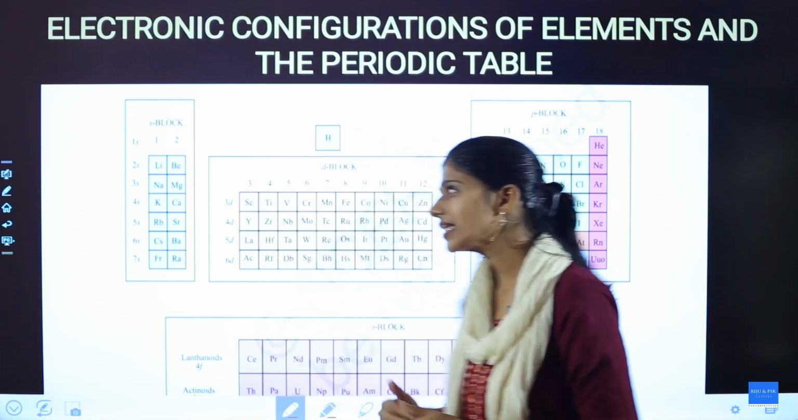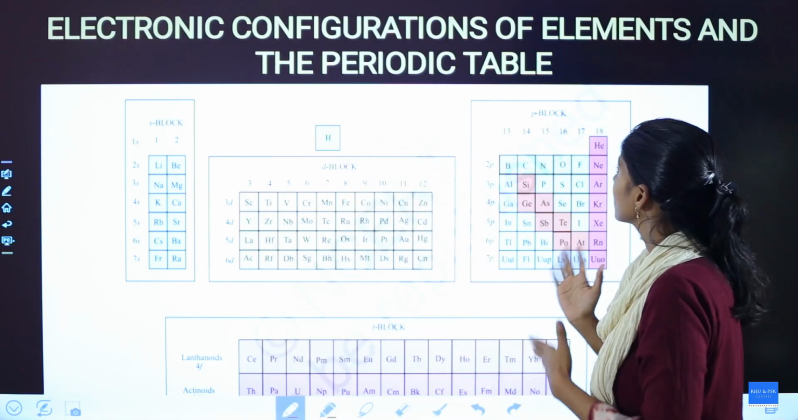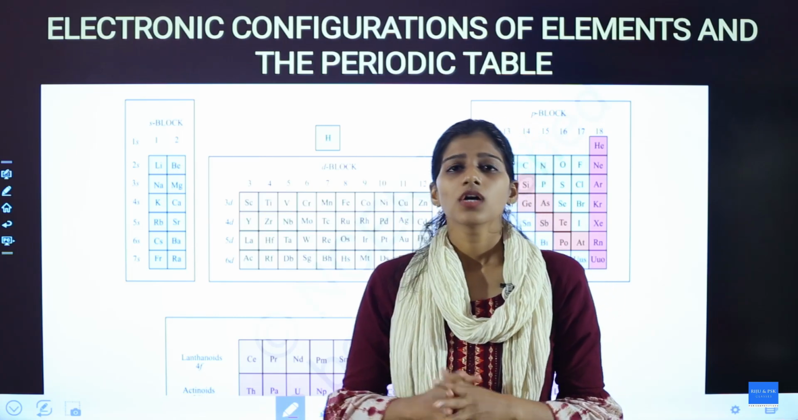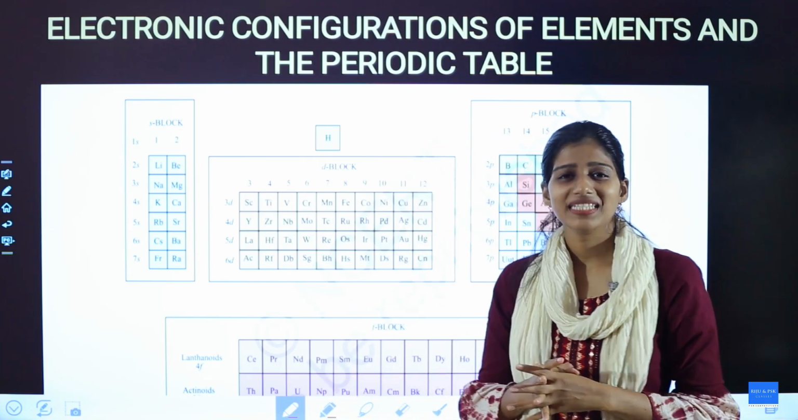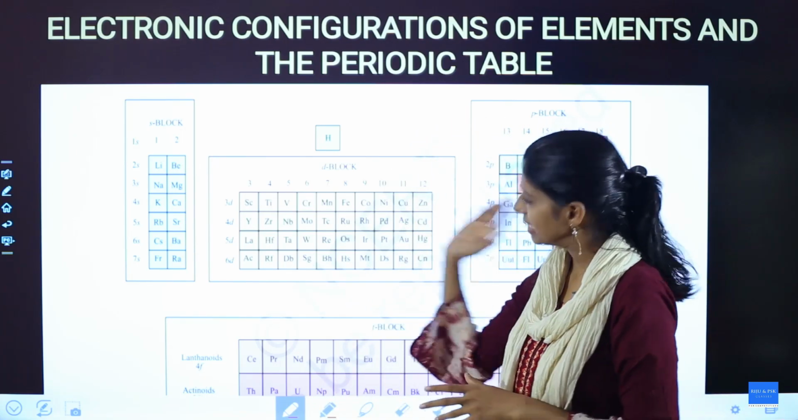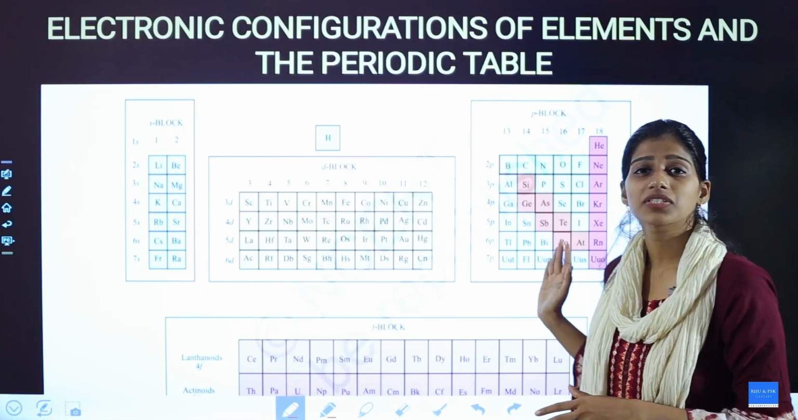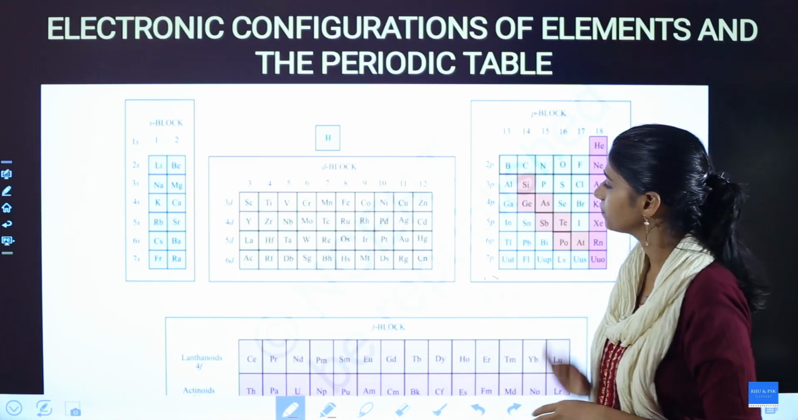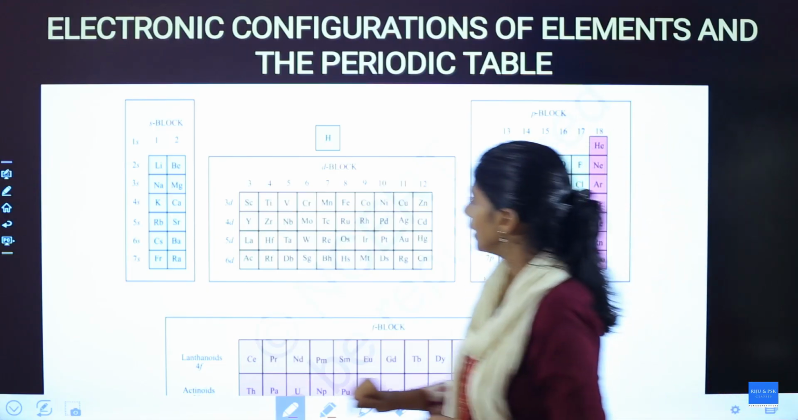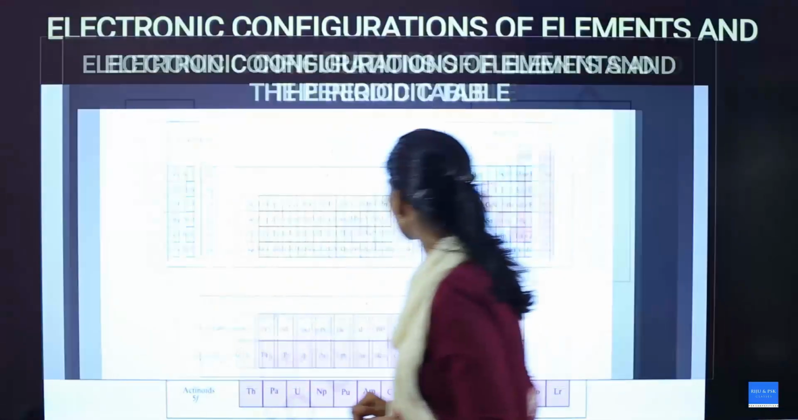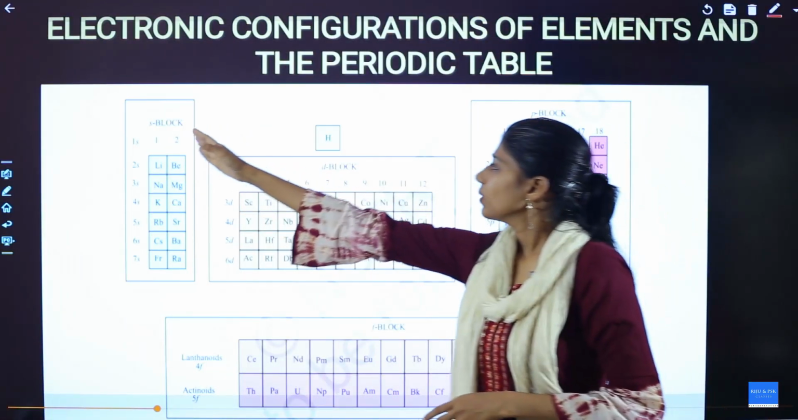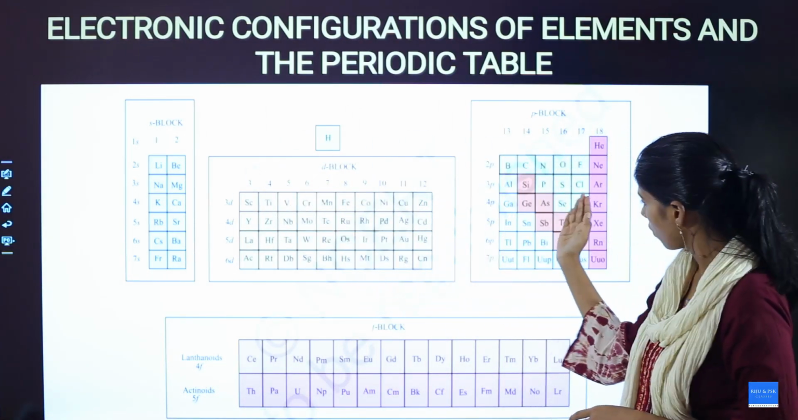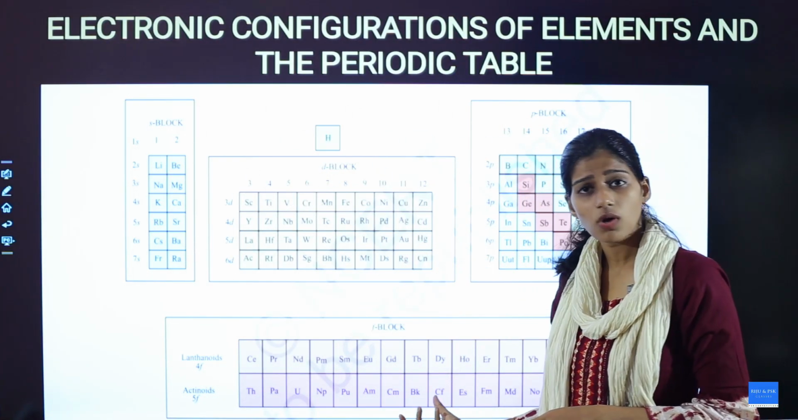So, dear children, here is our next topic, electronic configuration of elements and the periodic table. All of you should take your NCERT textbook and see the picture about the blocks which is given in your NCERT. This is exactly the same one. Here you are able to see 4 blocks: S block, P block, D block and F block.